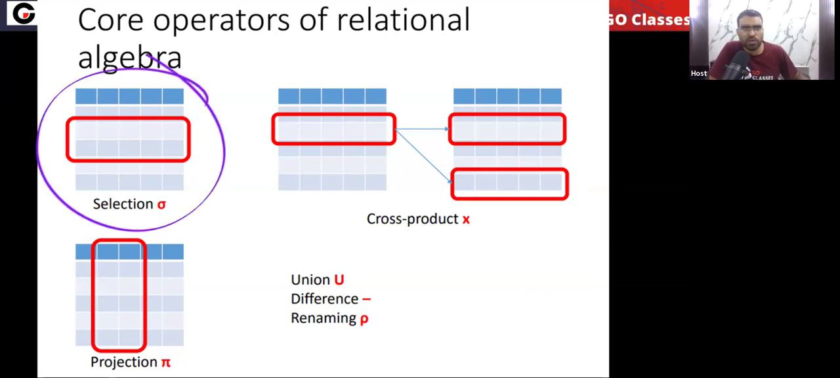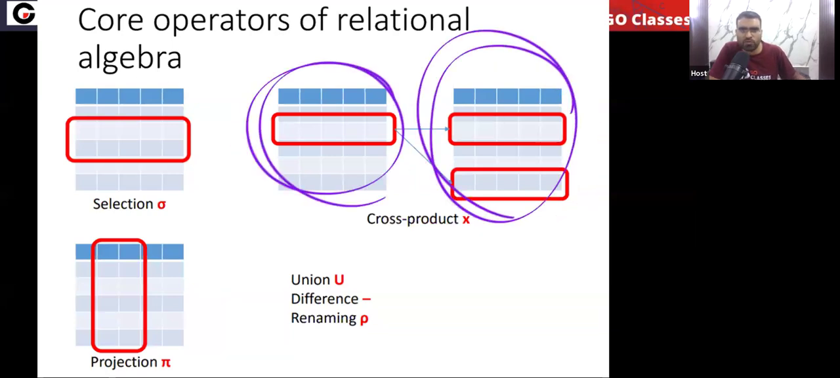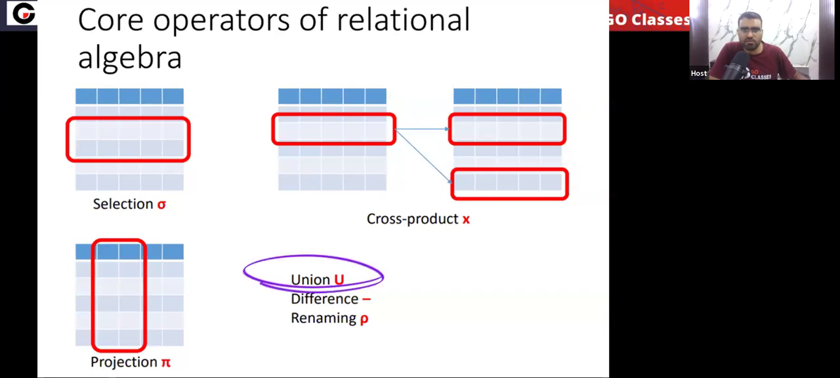What will selection do? It will select tuples, so it is doing horizontal partition. What will projection do? It will select attributes, or I can say it will project attributes, so this is vertical partition. Cross product will combine every tuple of this relation with every tuple of this relation. Then union, set difference and renaming. So these are the basic operations. We have also seen intersection, but this is not basic, this is derived.